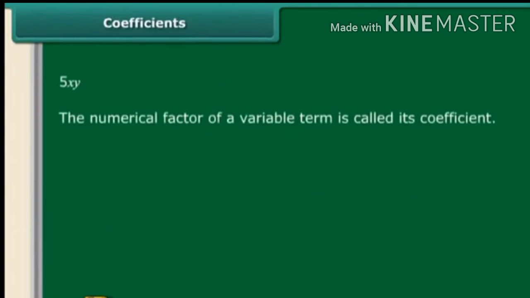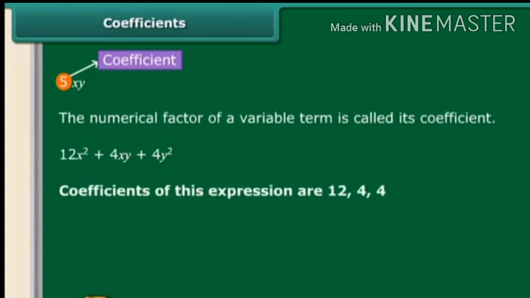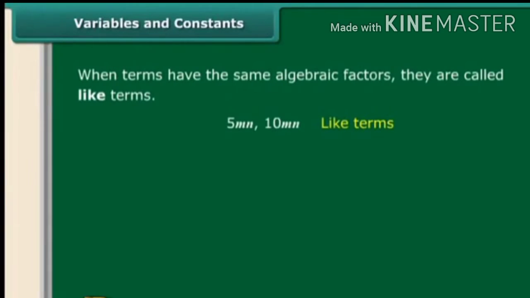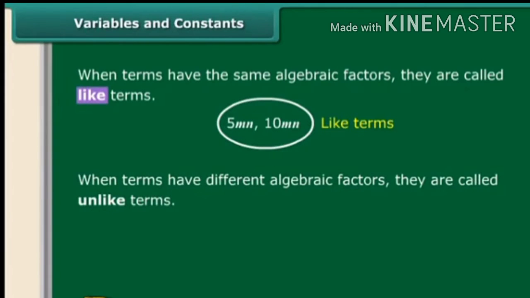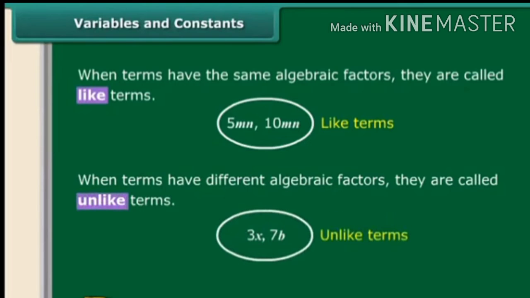The numerical factor of a variable term is called its coefficient. See, in the term 5xy, 5 is the coefficient of the whole term. Let us take this expression 12x squared plus 4xy plus 4y squared. It has 3 terms and 12, 4, 4 are the coefficients of the terms. When terms have the same algebraic factors, they are called like terms, and when terms have different algebraic factors, they are called unlike terms. Let us see an example.